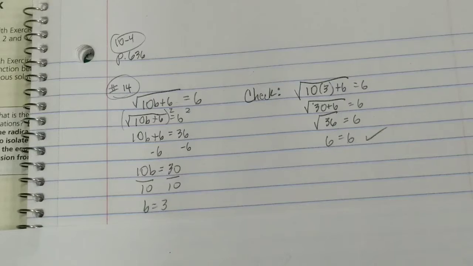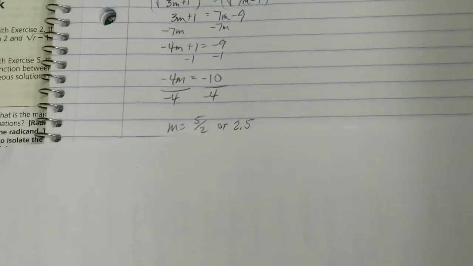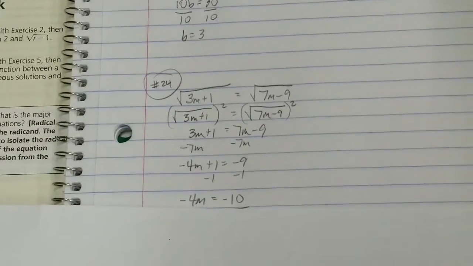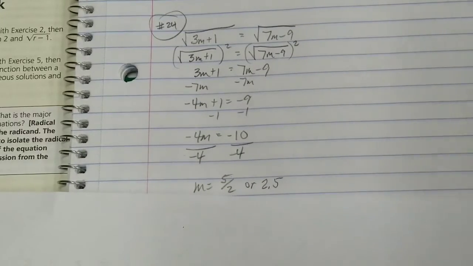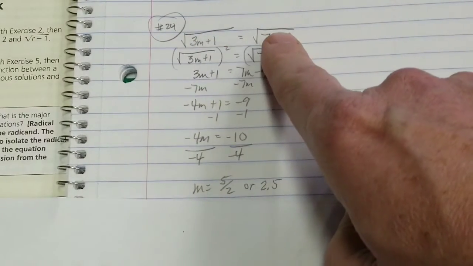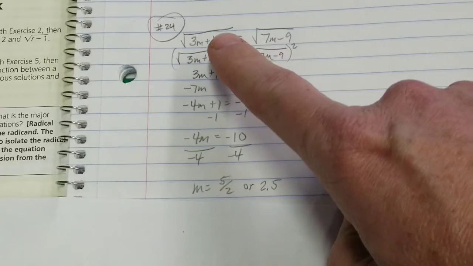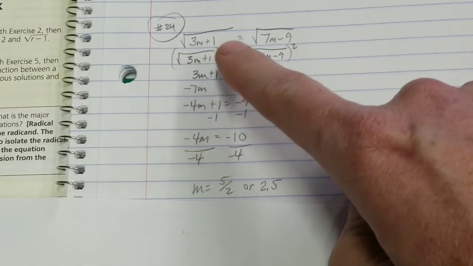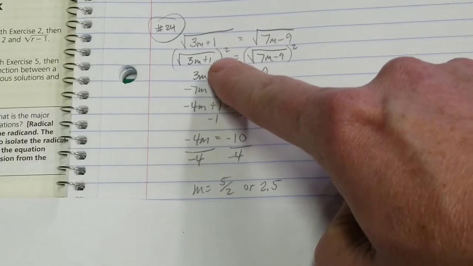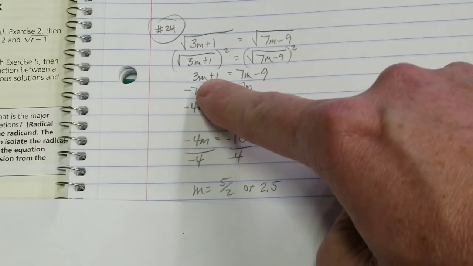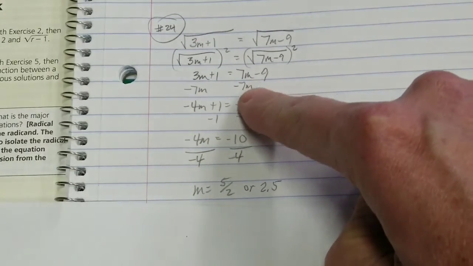All right. There's another one that's very similar to that would be number 24. And you can't see it. So there we go. Here's number 24. Number 24 has a radical on both sides. We looked at an example with that. The first step being square both sides when you have square roots. Okay, so we're squaring both sides in this step right here. I'm left with 3m plus 1 equals 7m minus 9.